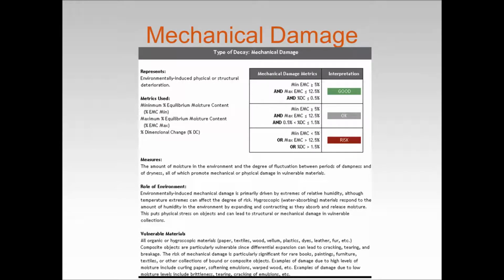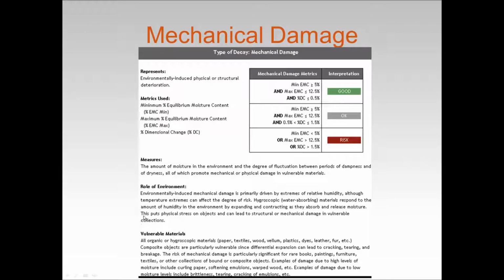Okay. The next kind of decay was mechanical damage. For mechanical damage, the metric that Image Permanence Institute has set up is what's called the equilibrium moisture content. That measures the amount of moisture in the environment and the degree of fluctuation between periods of dampness and dryness, all of which promote the mechanical or physical damage, so the kinds of cracking that you see in a wood or an ivory object, or in the spine of a book.